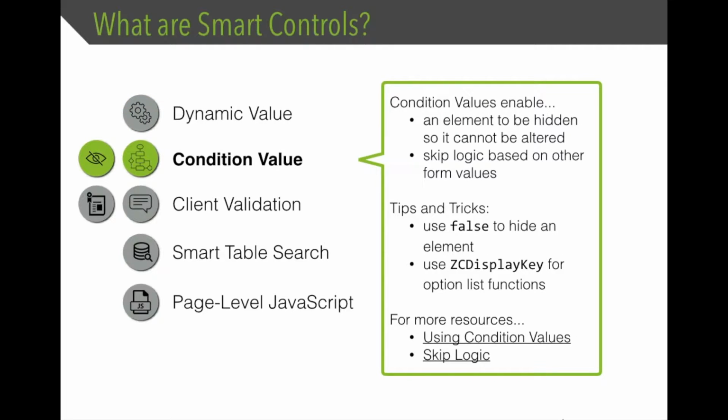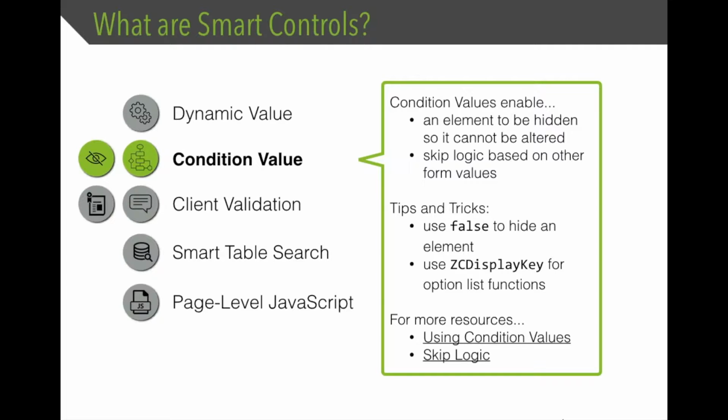The next smart control we offer is called condition values. A condition value is going to enable an element to be hidden, so it cannot be altered. Condition values are also going to enable you to use skip logic, which is where you're using the condition value to base the visibility on the value of another element.